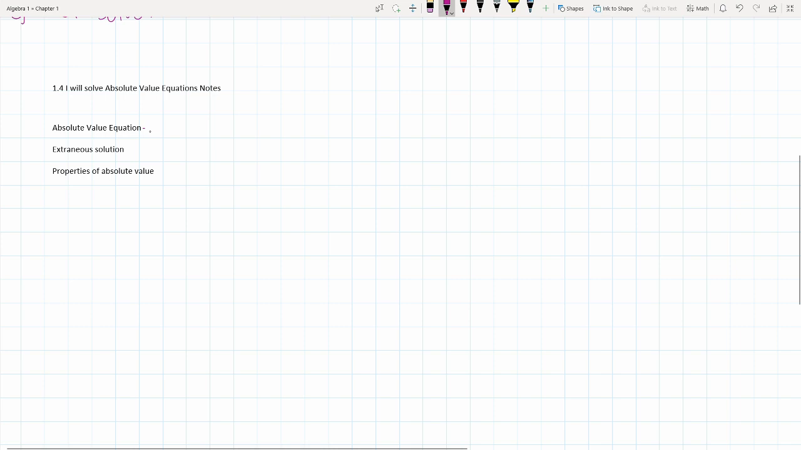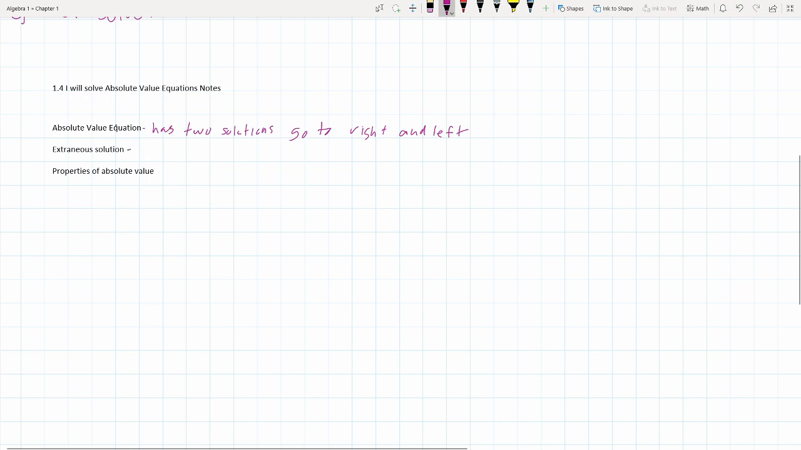Absolute value equation. An absolute value equation has two solutions. And the distance moves right and left on the number line. So we go to the right and the left. We'll see two versions at least of how to see that. You can also have zero solutions, or really no solutions. And we'll talk about that.